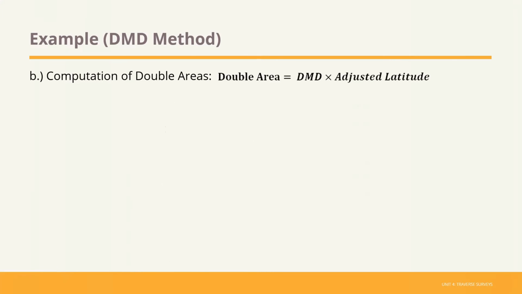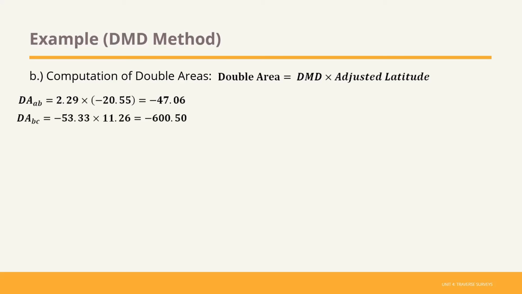we now have to compute for the double areas, in which the formula is equal to DMD times the adjusted latitude. So the DMD is the one that we computed earlier, multiplied by its respective latitude. First is the double area at line AB, which is equal to 2.29, the DMD, multiplied by negative 20.55, the latitude.